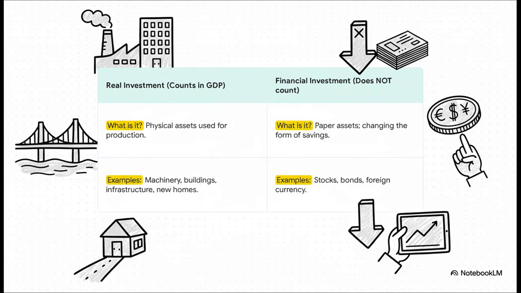And that brings us to this absolutely crucial distinction between real investment and financial investment. What gets counted in the economy's big equation is only the real stuff, physical things that actually add to our ability to produce more. Think new factories, new machines, new infrastructure, and new homes. Buying stocks and bonds, that's financial investment. It's important, for sure, but from this perspective, it's really just shuffling paper assets around. It's not creating anything new.